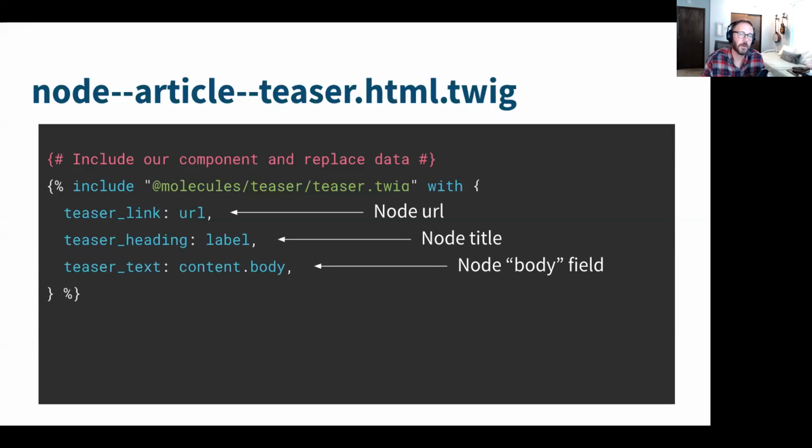URL and label are provided by default in the node template. And for the body field, Drupal makes it easy to pass in that data using the simple content.fieldName convention. So for us, that field has the machine name of body, so the data is passed using content.body.